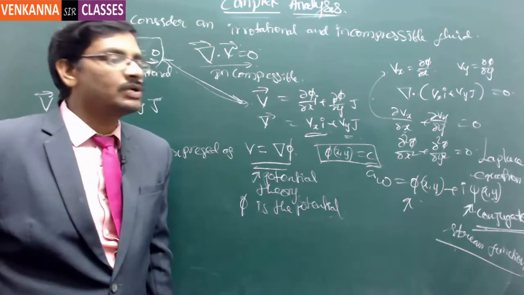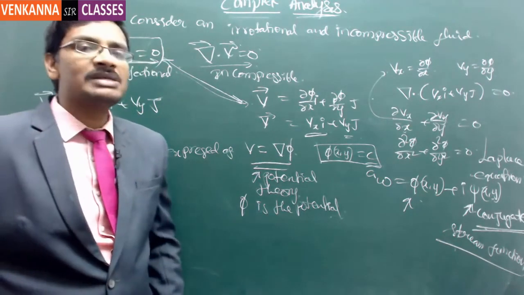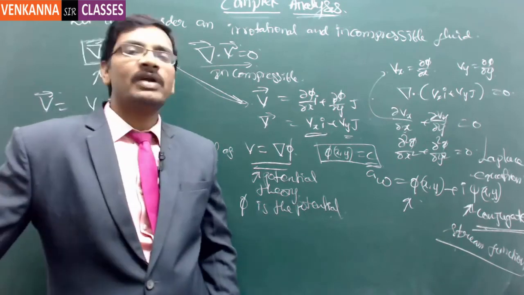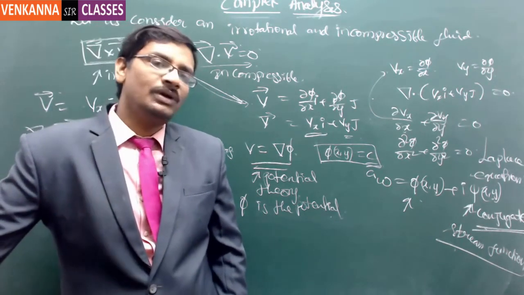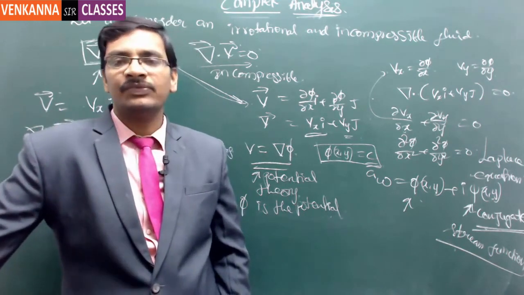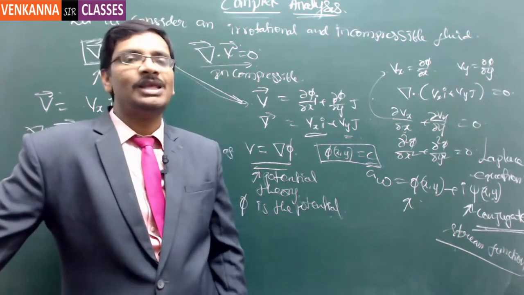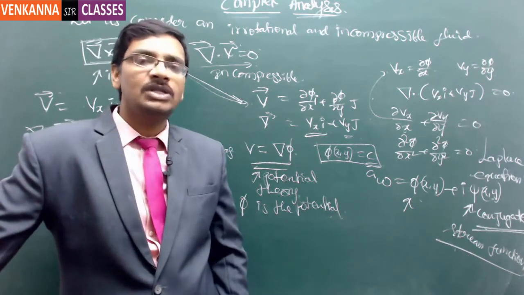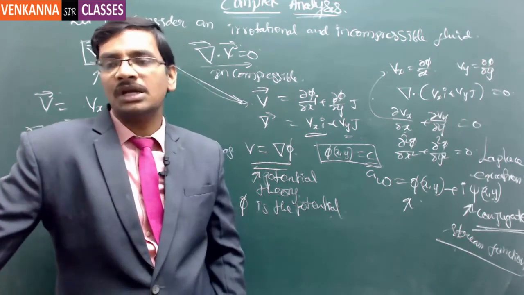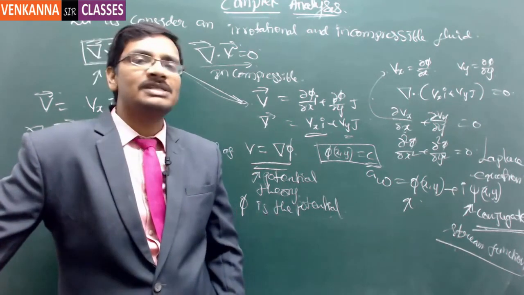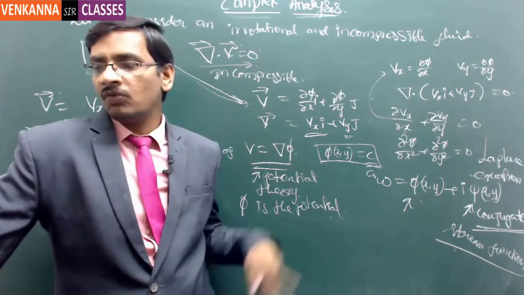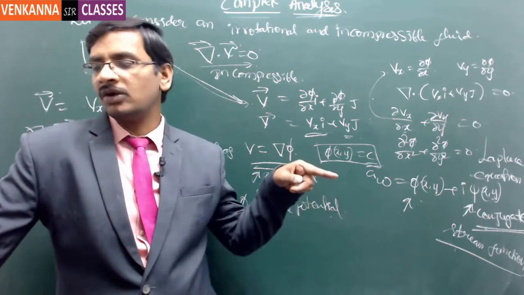Earlier, in today's class, I proved that the Laplace equation is satisfied for a complex function expressed as u plus iv. For u, the Laplace equation is satisfied, and for v also the Laplace equation is satisfied. These two functions we always treat as conjugate functions or harmonic functions. That means for any two conjugate functions, if you know one function, you will be able to find the other function.